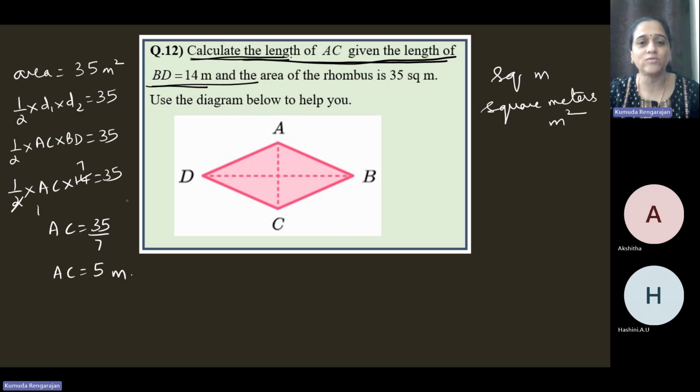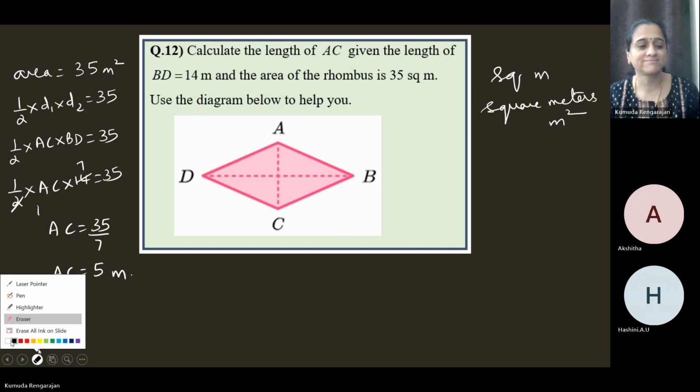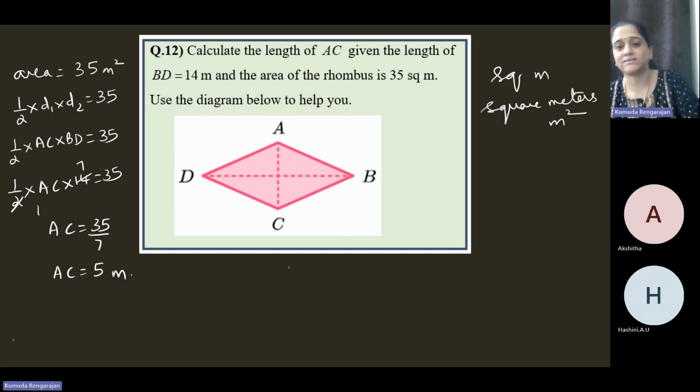So calculate the length of AC, given that BD is 14. BD and AC equal. Okay, ma'am. Yeah, done. Yes. Finish writing? Yes, ma'am. Okay. Next one.